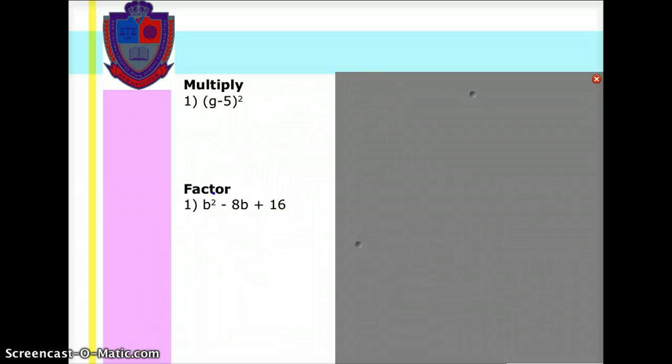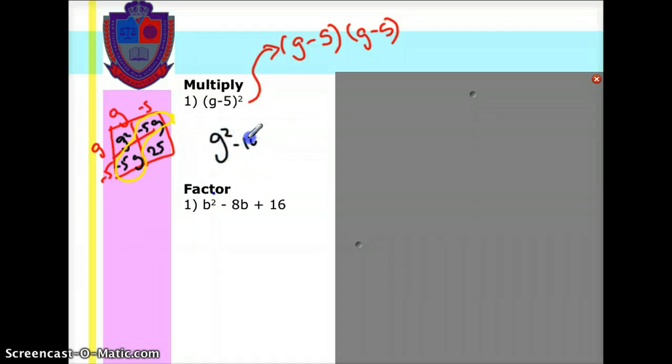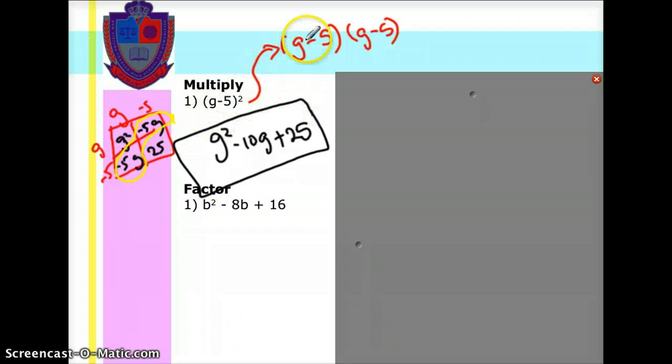Now, again, really quick review. Whenever you have something that's, say, (g − 5)², we know that that's the same thing as (g − 5)(g − 5). So I want to multiply these, make my box, g − 5, g − 5. I'm going to fill these in with g² − 5g − 5g, and this is a positive 25. And here again I'm going to combine my like terms, and I will get g² − 10g + 25. And that is that (g − 5)² expanded.